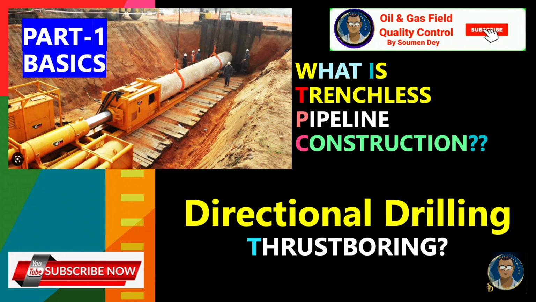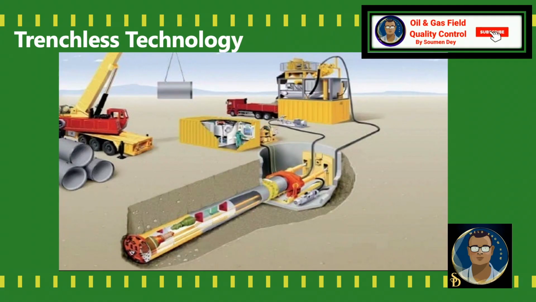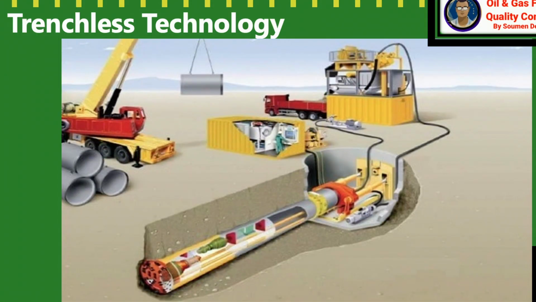Let us go through it. First of all, some basic queries. What is trenchless pipeline? Basically, trenchless construction creates underground tunnels that are slightly larger than the line that is to be installed. The pipeline or conduit is then placed within these tunnels while the surface remains unaffected.